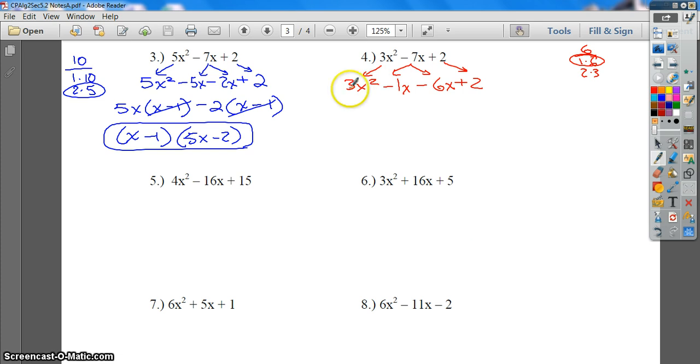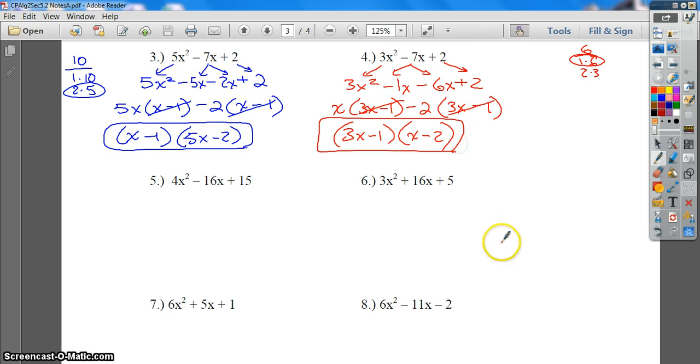My GCF out of the first two is 1x, which leaves me with 3x minus 1. GCF here would be not 3. Started dividing already. Let's pull out a negative 2. So this becomes positive 3x minus 1. If you're not sure how I got that, distribute this back in. It gives you negative 6x plus 2. Again, remember, what's in parentheses should always match. So that 3x minus 1 matches up. We're in good hands. And there is your finished factoring. Okay. Let's go ahead and take a look at 5 and 6.